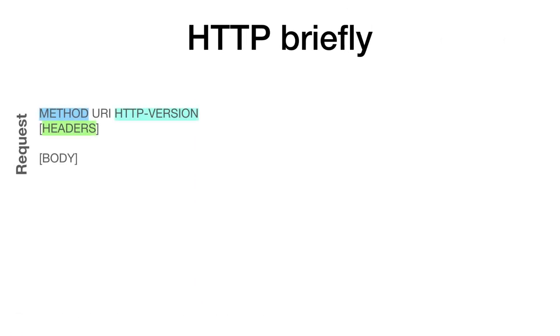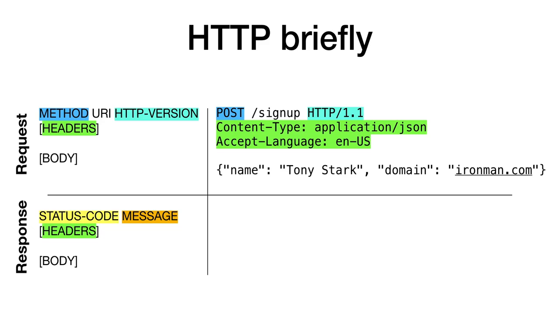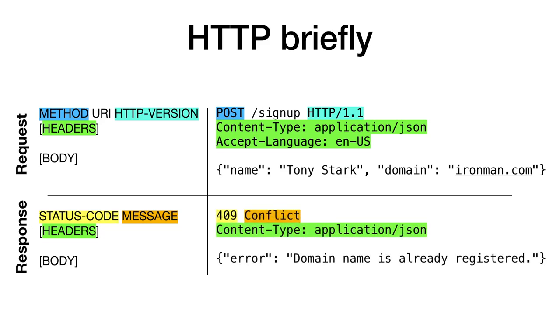HTTP clients, web browsers, make requests. This looks like this. If you were to inspect a web request in your browser, you would see plain text, just like this. This is the protocol that web browsers use to speak to web servers. This is HTTP. Here is a method in dark blue, and the URI, and the HTTP version. Some also optional headers in green, and an optional body. Servers return responses. And here is the status code in yellow, the corresponding message in orange, and some optional headers and body again.